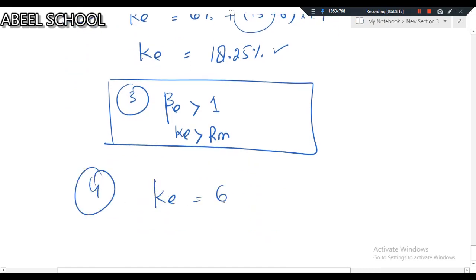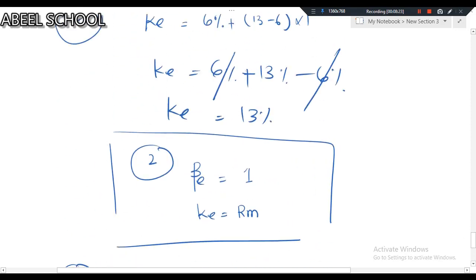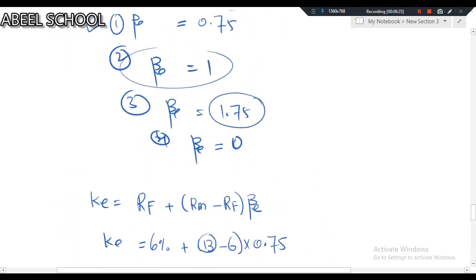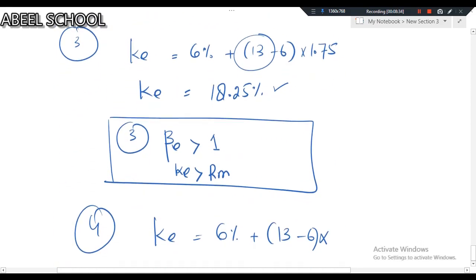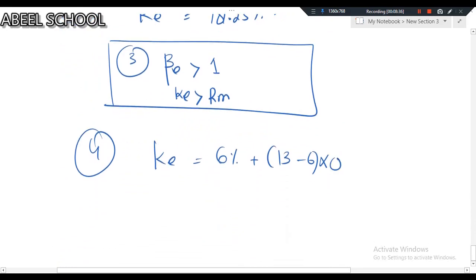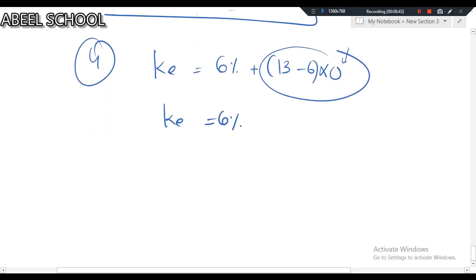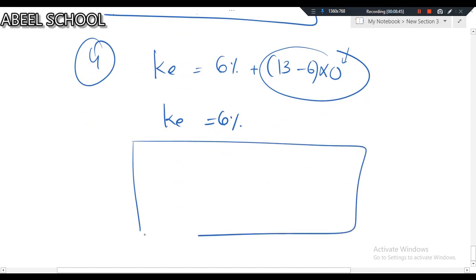K is equal to RF plus (RM minus RF) into beta equity. Let's check what is beta equity. In the fourth requirement, beta equity is 0. Let me just write 0 here. This 0 will make all of this 0, which means KE is equal to 6%. Here comes the fourth and the last finding.